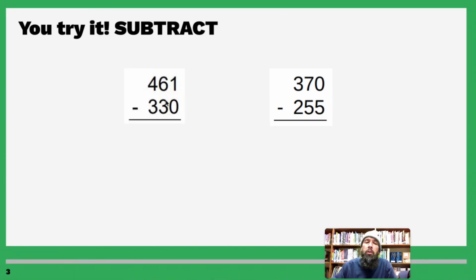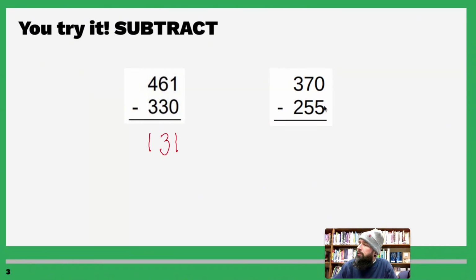We have 461 minus 330. So let's go to the ones place value. 1 minus 0 is 1. Nothing crazy there. Go to the tens place value. 6 minus 3 is 3. Nothing crazy there. And then go to the hundreds place value, the next column over. 4 minus 3 is 1. Nothing crazy there. Let's try the other one.